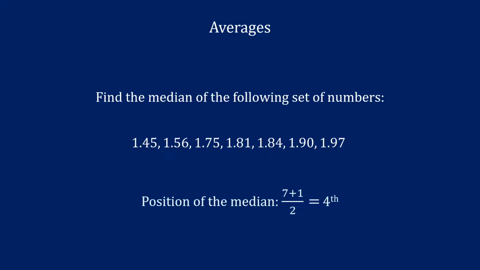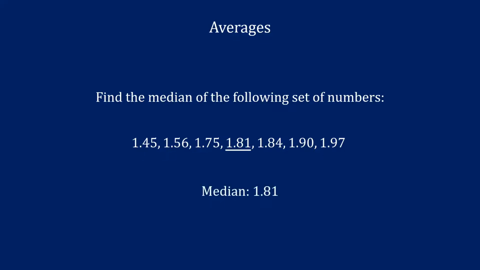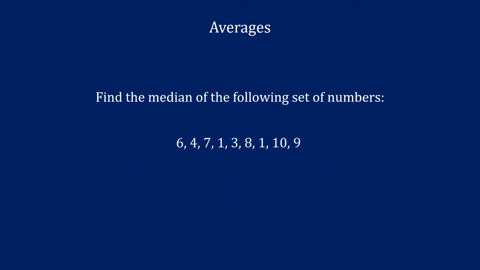So in our case, there are 7 numbers. So our median is going to be 7 plus 1 divided by 2, which is 4. So our median is going to be the 4th number. So we just count 1, 2, 3, 4. Our 4th number is 1.81, so our median is 1.81. Easy peasy. All right, pause here, come back when you got an answer.